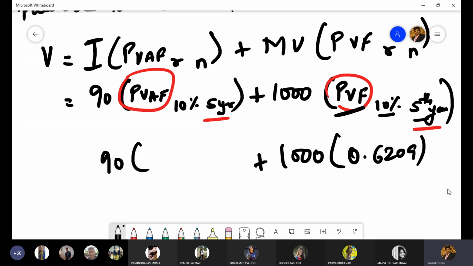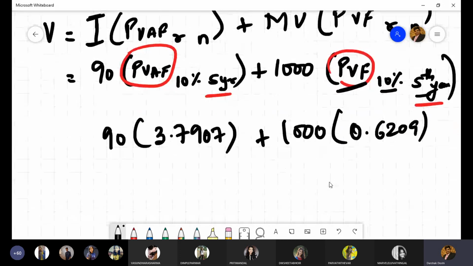What figure did you get? Did you get something like 3.79? Yes, sir. What is the exact figure? 3.7907. Okay. 3.7907. Did everyone get this? Yes, sir. So now it's done. It's simple. Now it is mathematics. You can just multiply and add it up. You will get the bond value.